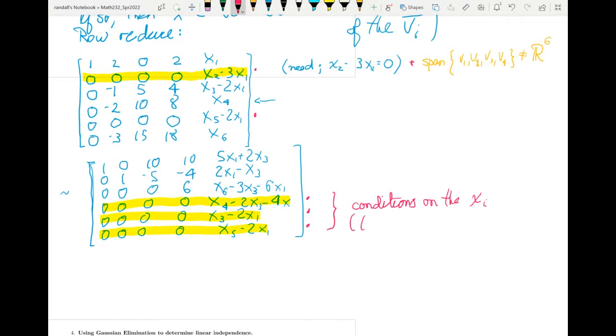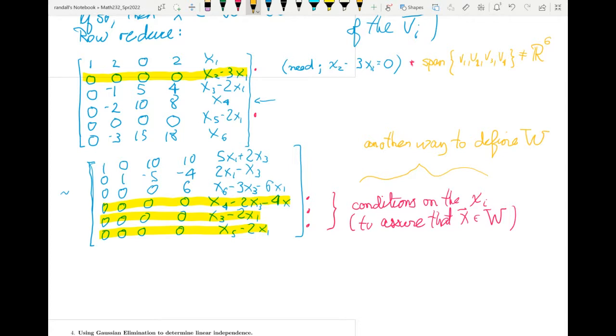To assure that x is in W, in the span of those vectors. Okay, those are the conditions. So now it's another way to define this W. Okay, another way to define W. And we can proceed a bit further with this to find W. Okay, so let's continue on.